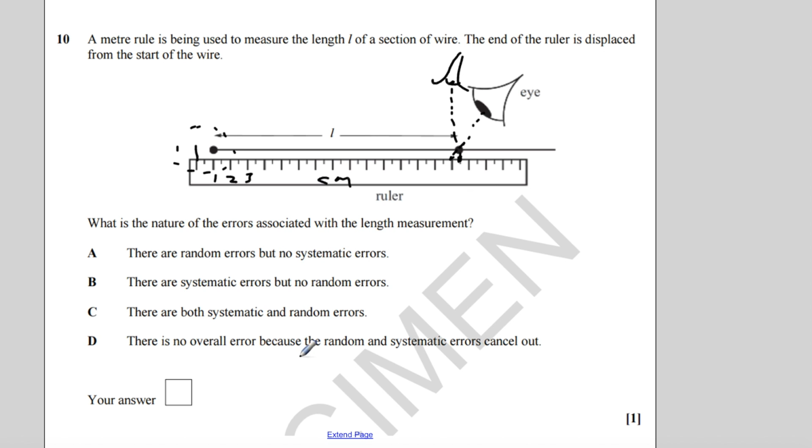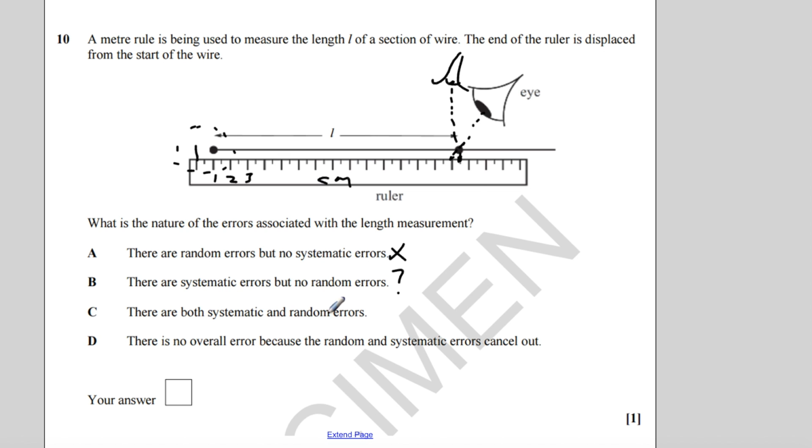So let's check these answers and then see which one best fits. There are random errors but no systematic errors. We said there were systematic errors, so that one's not true. There are systematic errors but no random errors. So this one could be true. Let's put a question mark at it at the moment because it has got systematic errors.